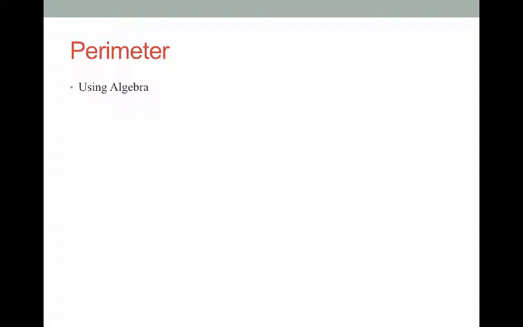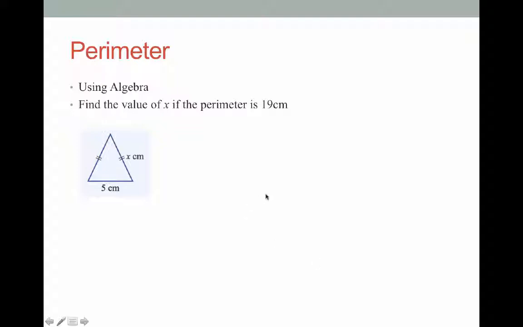What about using some algebra? Everyone's favorite topic. Well, here I've got a triangle and I'm asked to find the value of x, but they tell us what the perimeter is. It's 19 centimeters. Now we already know that these two double dashed lines mean that they're both the same, that they're both x. This is an isosceles triangle because two sides are the same.